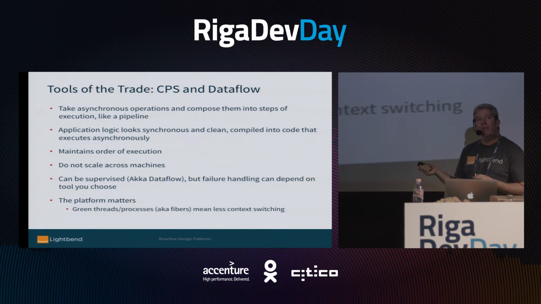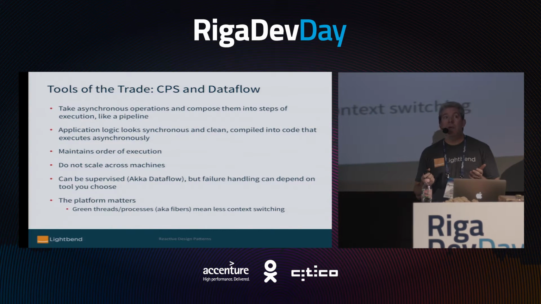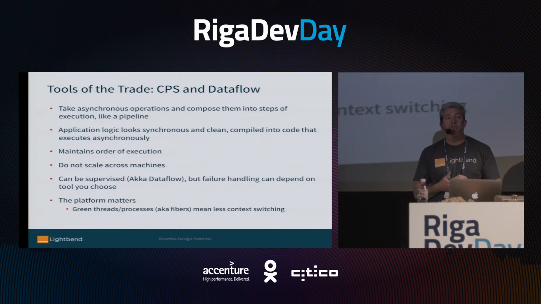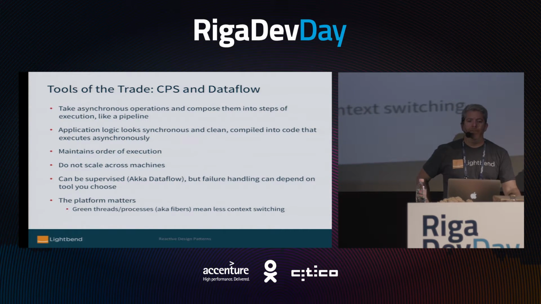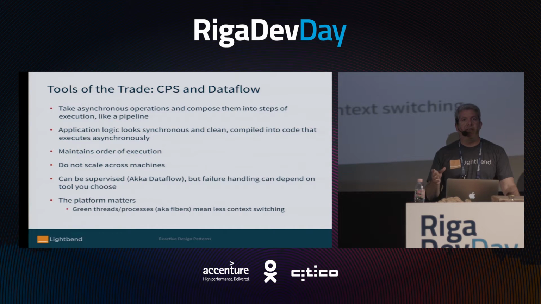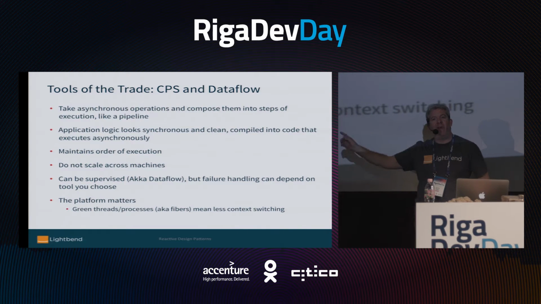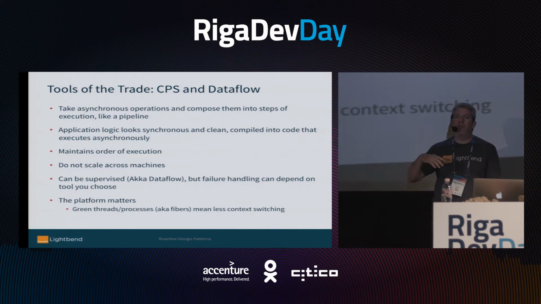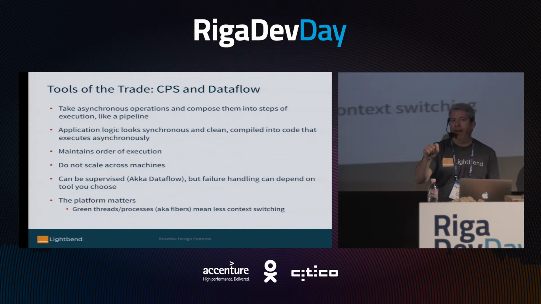Now, the platform really matters. How many people have heard of Quasar? Quasar is a tool. Okay, one person. Quasar is a tool out of, I forgot the name of the company, but they have a really, really solid tech team, and what they're trying to accomplish is green threads on the JVM, and what they're doing is basically bytecode rewriting to make what is happening on your threads more efficient.